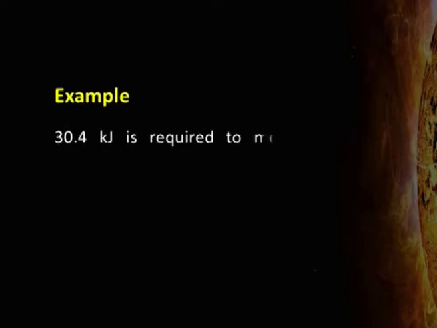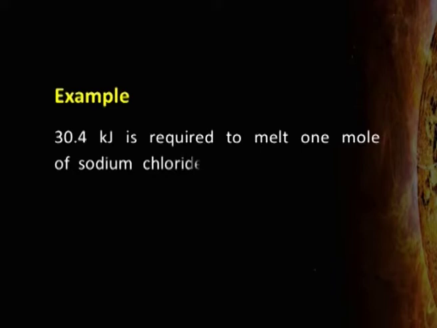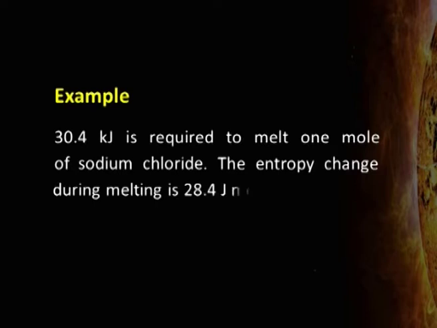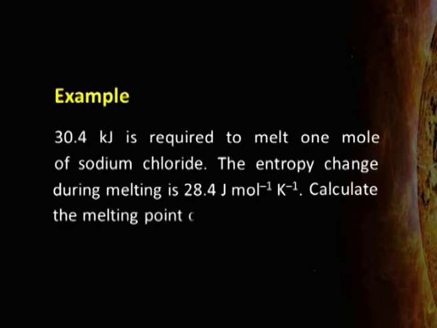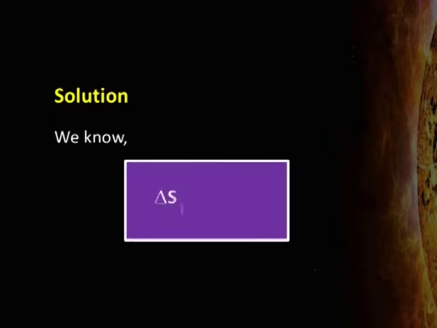30.4 kilojoules is required to melt 1 mole of sodium chloride. The entropy change during melting is 28.4 joules per mole per Kelvin. Calculate the melting point of sodium chloride. Now you know that delta SF is equal to delta HF divided by TF. Here delta SF is entropy change in fusion process, delta HF is molar heat of fusion, and TF is melting point of the substance taken in Kelvin.